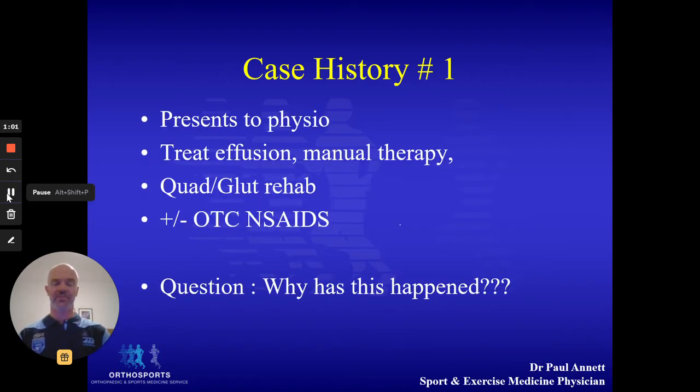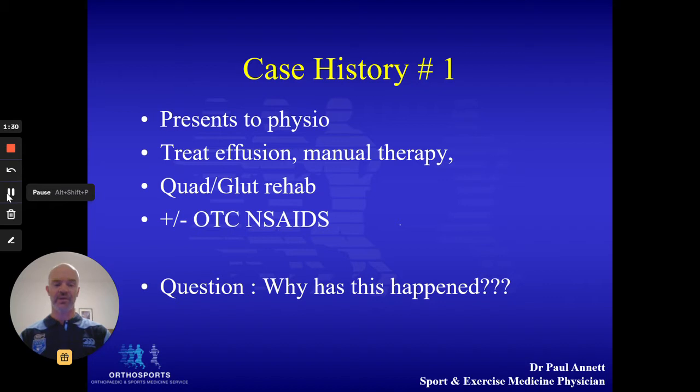So he presents to you as the physiotherapist and has his standard treatment, including treating the knee effusion, doing work around the soft tissue structures of the knee, and commencing a rehab program for his quadriceps and gluteal muscles. It may have also been suggested that he take an over-the-counter anti-inflammatory medication. The question I always pose in a patient like this, and any other patient you see in your clinic, is: why has this happened?